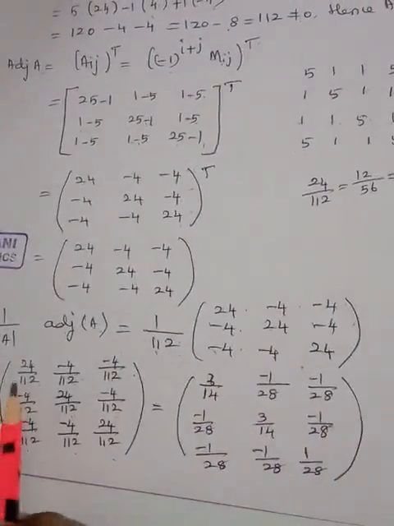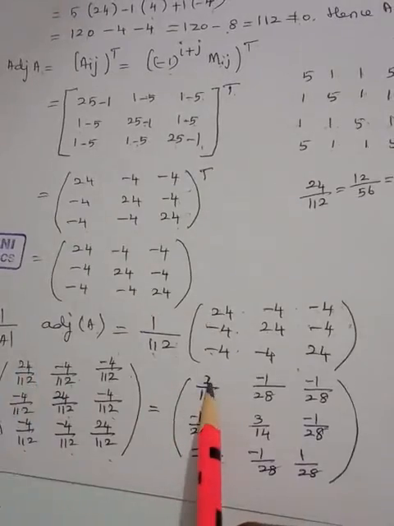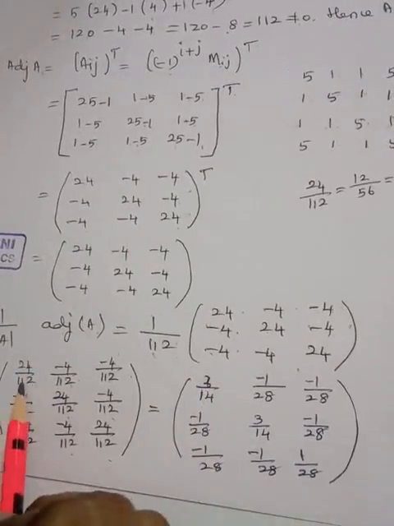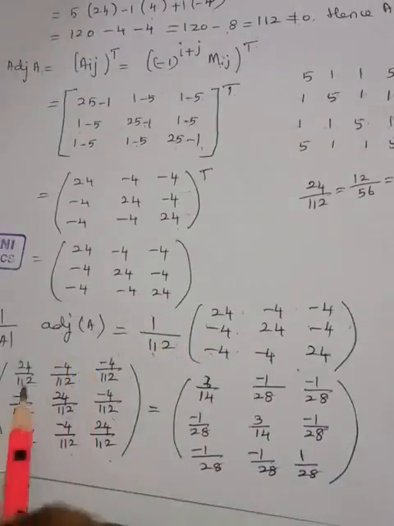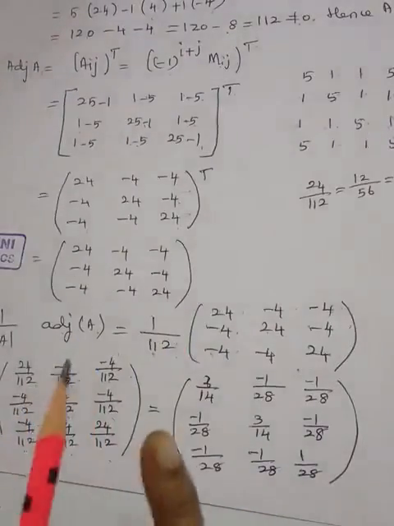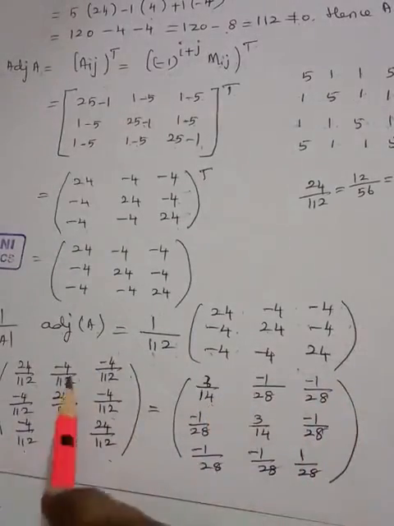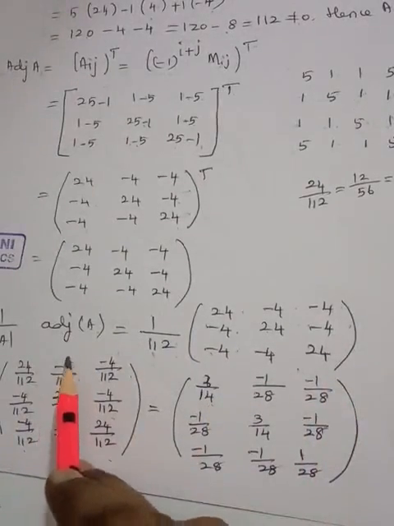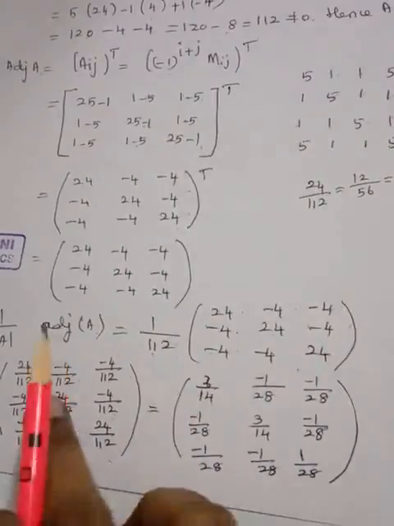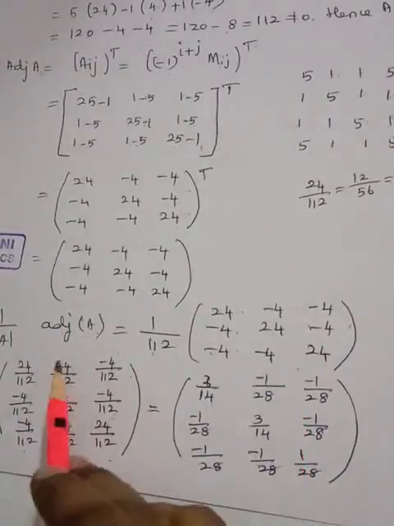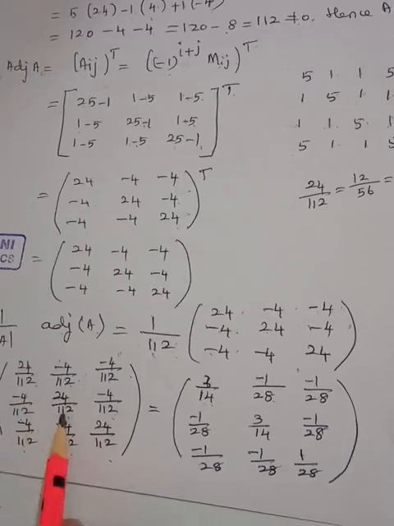For the last, I am going to divide by 8. 8 threes are 24, so here 1 time 8 will come. For 4 by 112, the remaining: 8, 9, 10, 11, 3, 32. 32 means 4 times will come. Similarly here, 4 divided by 4 is 1 time. Here 2 times 8, 9, 10, 11, 3, 32 means 8 times. So minus 1 by 28. Similarly minus 1 by 28, minus 1 by 28. This is 3 by 14.